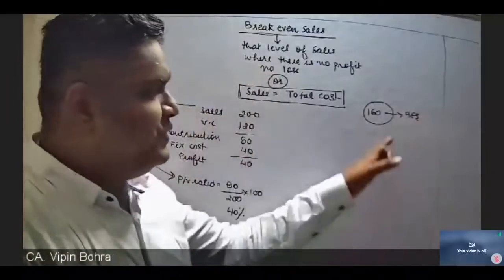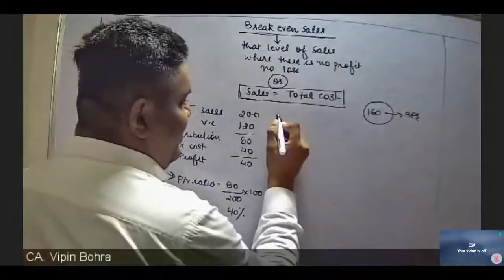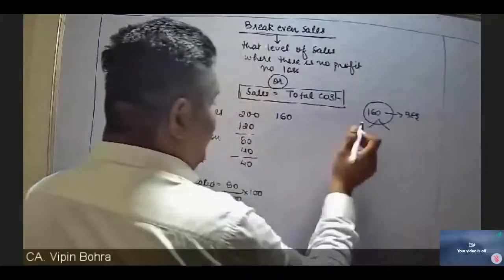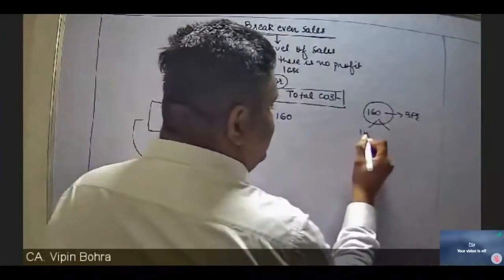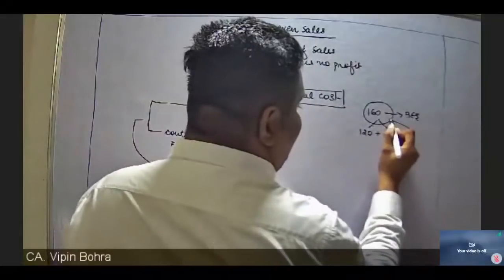Many students do like that. Let's say whether their claim is justified or not. Suppose, I repeat again, how come they derive to 160? That is variable cost is 120, sir. 40 is my fixed cost. Therefore, my break-even sales is 160.